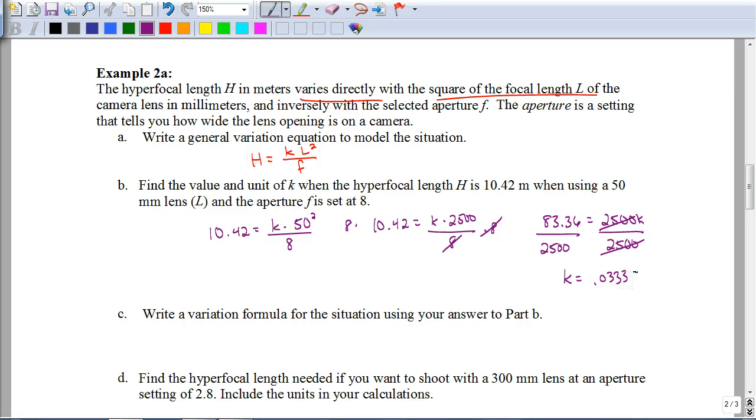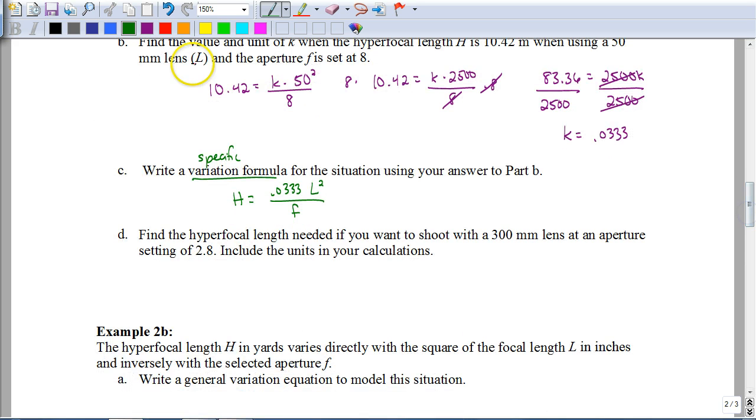So now it says write a variation formula for the situation. When I say that, a variation formula is referring to a specific formula. So make sure that on a quiz or test, if you were to write down just the general equation as your answer, that would be wrong. We want to write our equation using k. So it's going to be h equals 0.0333 times L squared. Again, don't forget the square, all divided by f. So now I can use that equation to answer the question. Find the hyperfocal length needed if you want to shoot with a 300 millimeter lens at an aperture setting of 2.8.